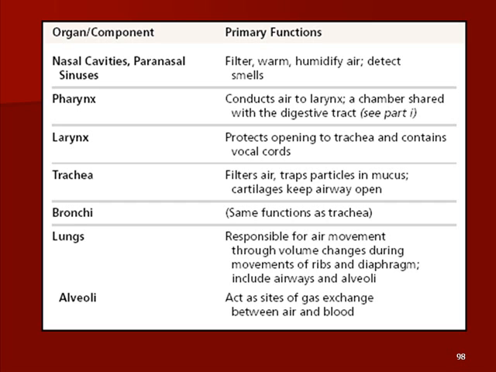These are the primary organs of the respiratory system. You should recognize them and be able to identify the primary functions. This table, taken from your textbook, gives primary functions of the nasal cavity, paranasal sinuses, pharynx, larynx, trachea, bronchi, lungs, and the alveoli.